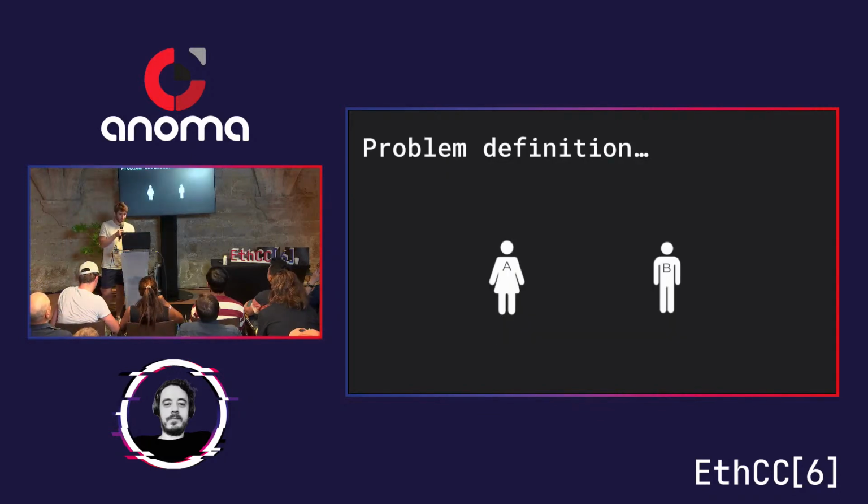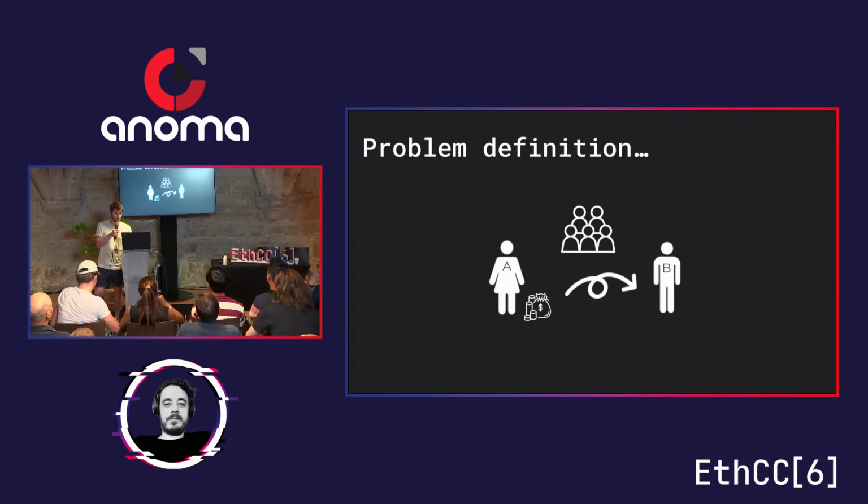So let's directly jump into the problem definition. What you can see here is we have two entities, A and B, Alice and Bob. And Alice has some money that she wants to transfer to Bob. So far, so simple. The problem is they're using a public blockchain. And as we know, everything is public, so everyone can see the interaction between Alice and Bob.